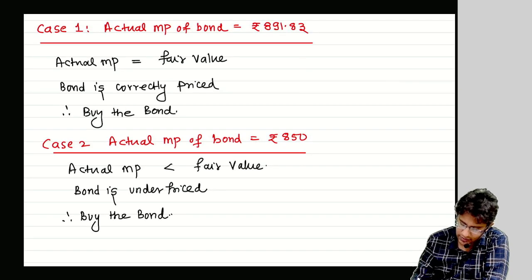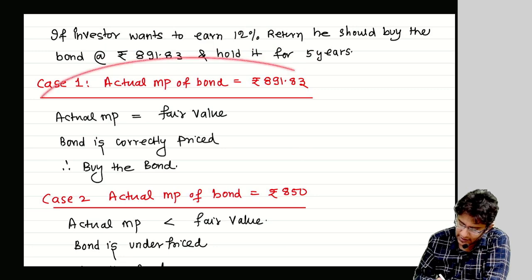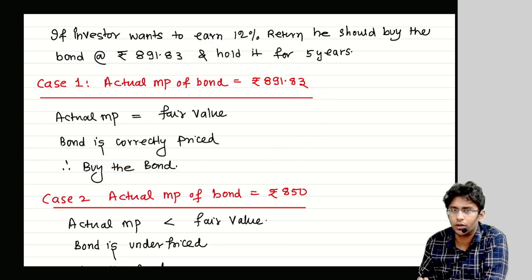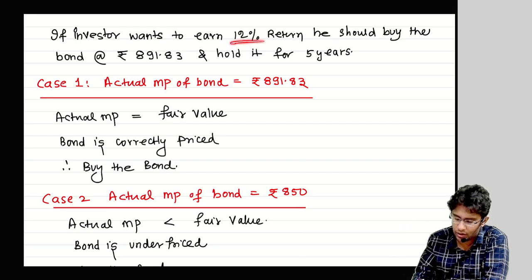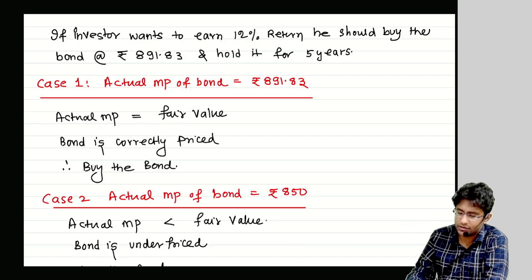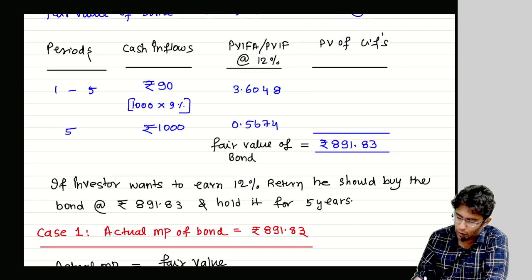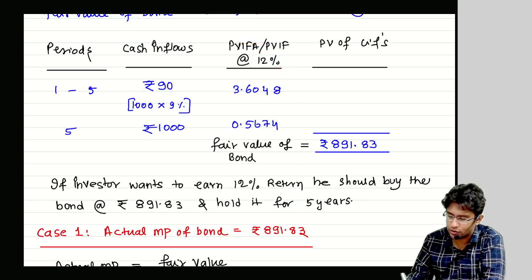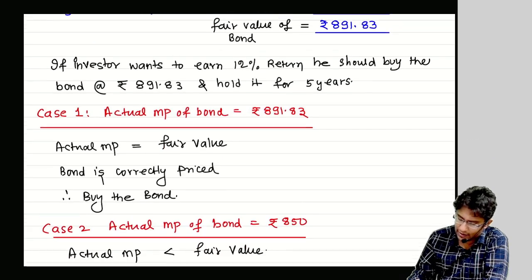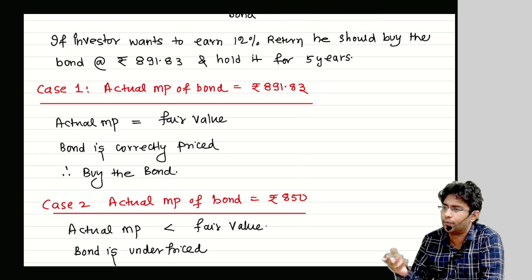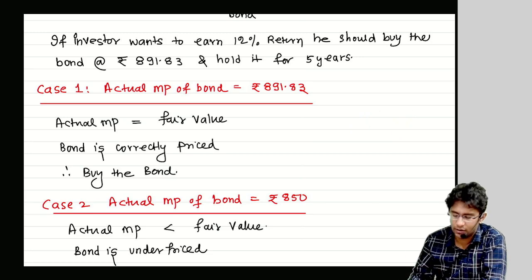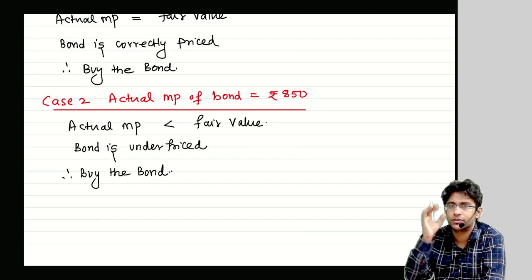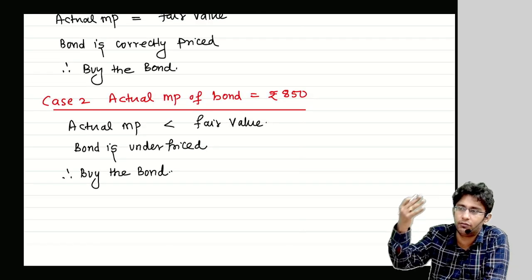Now, look at this. In the first case, if you buy the bond, your actual return, what you will earn, will be exactly equal to your required return. Because that's the whole concept, no, sir. If you want to earn a return of 12%, you should invest 891.83. Luckily, the bond is available in the market at 891.83. I will buy. How much return will I get? 12%. Exactly you will get. But in the second case, you won't get 12%. You will get higher than 12%.